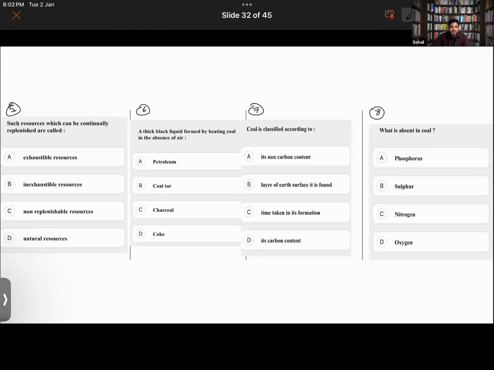Read the questions. Read the question number 6 again. We are heating coal now, so how would we be getting petrol? Obviously, option A is not the correct answer here. So, okay, for question number 6, right?